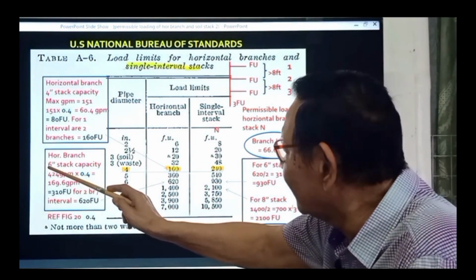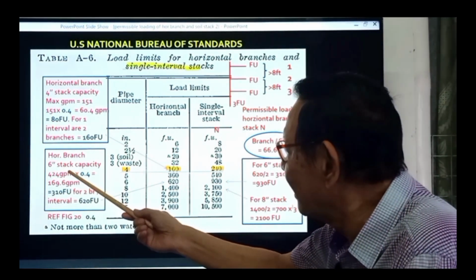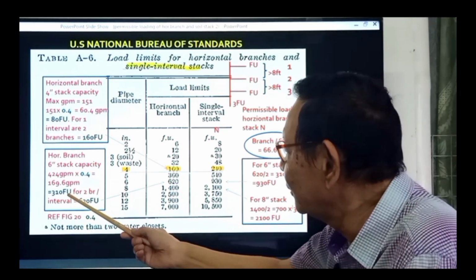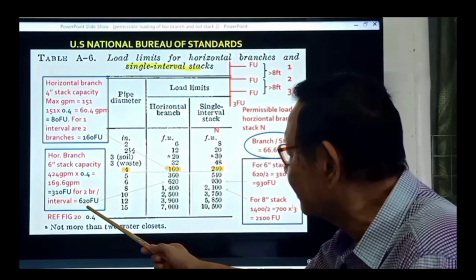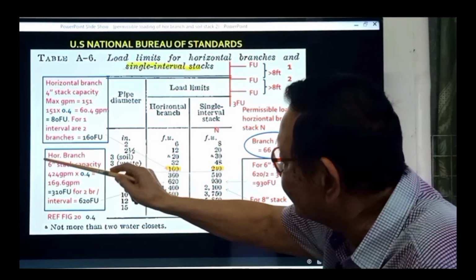So 6 inches stack capacity is 424 GPM times 0.4, 169.6 GPM. So, which is equal to 310 fixture units. For 2 branch is 620. Dito ang 620 na ito. Dito nanggaling yan.